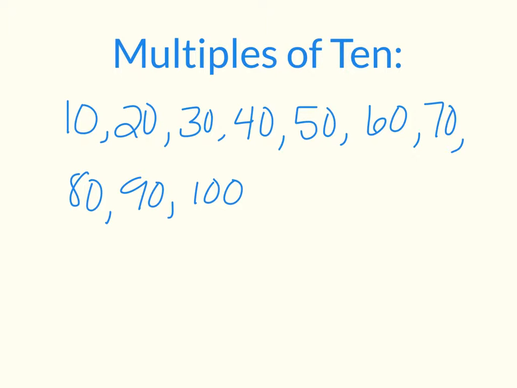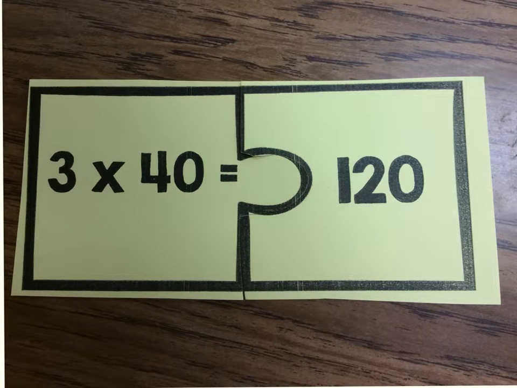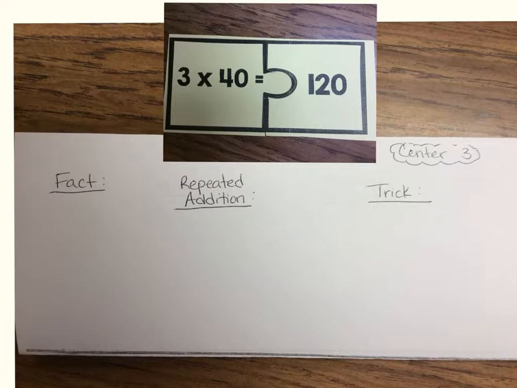multiples of 10. The first step you need to complete in your center is to match your puzzle pieces. When you complete them, they will look something like this. After you have completed the puzzle pieces part of this center activity, you will need to record what you know about each fact. For example, I have the above fact, 3 times 40 equals 120.